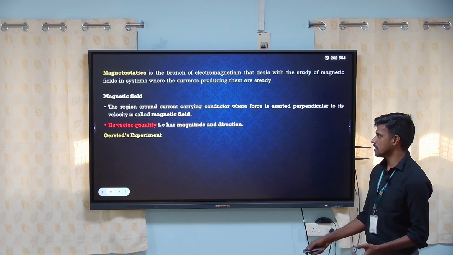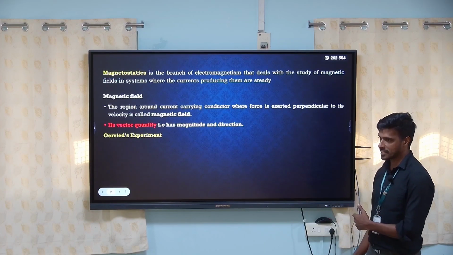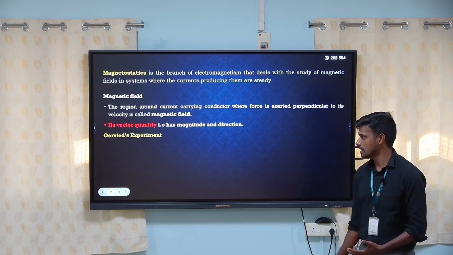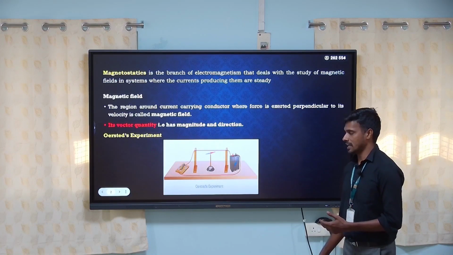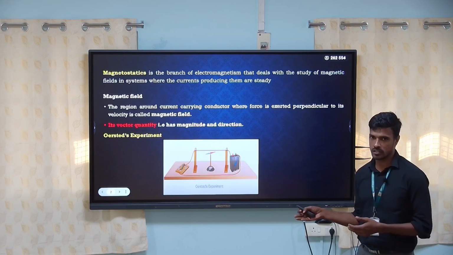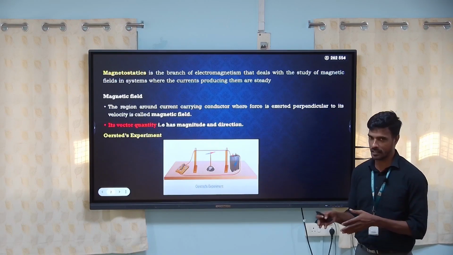A magnetic field is the region around a current carrying conductor where a force is exerted perpendicular to its velocity. So it's a vector quantity; it has magnitude and direction. This was found by Oersted using the Oersted experiment, who unified electricity and magnetism.